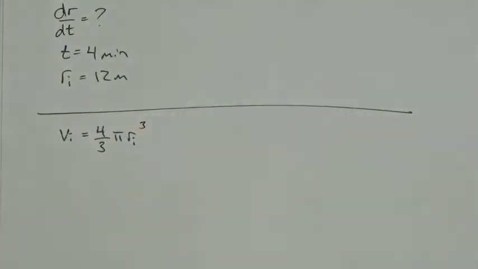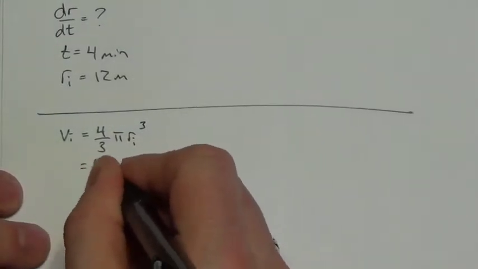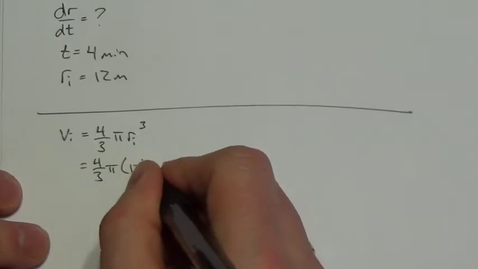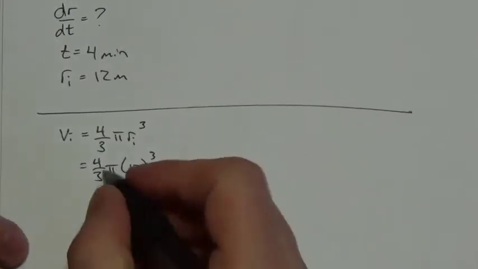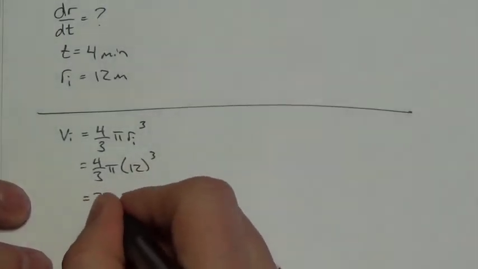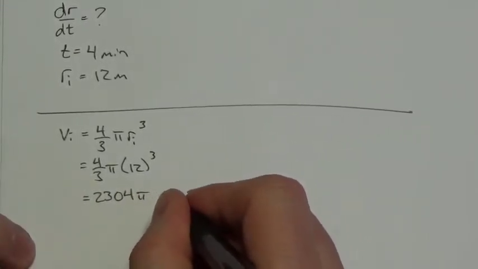r_i cubed. So that's going to be 4/3 π 12 cubed. I'm just going to figure this out here: 4 divided by 3 times 12 cubed. So my initial volume is 2,304π meters cubed.